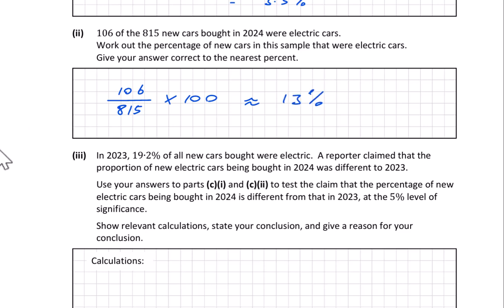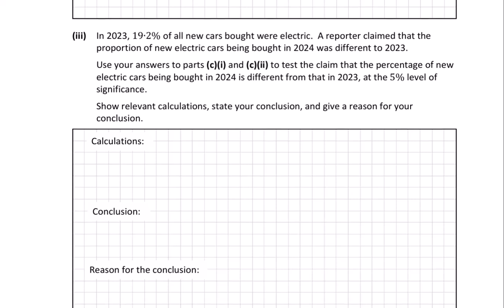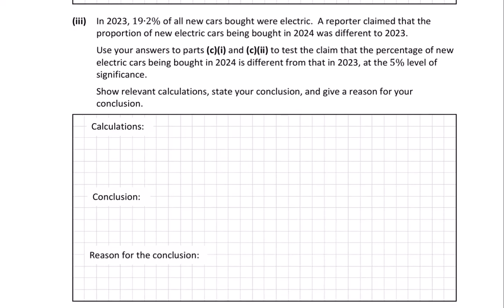In 2023, 19.2% of all new cars were electric. So a reporter claimed that the proportion of new cars being bought in 2024 was different to 2023. Use your answers to part C1 and 2 to test the claim that the percentage of new cars being bought in 2024 is different from that in 2023 at a 5% level of significance. Show your relevant calculations, state your conclusion, and give a reason for your conclusion.